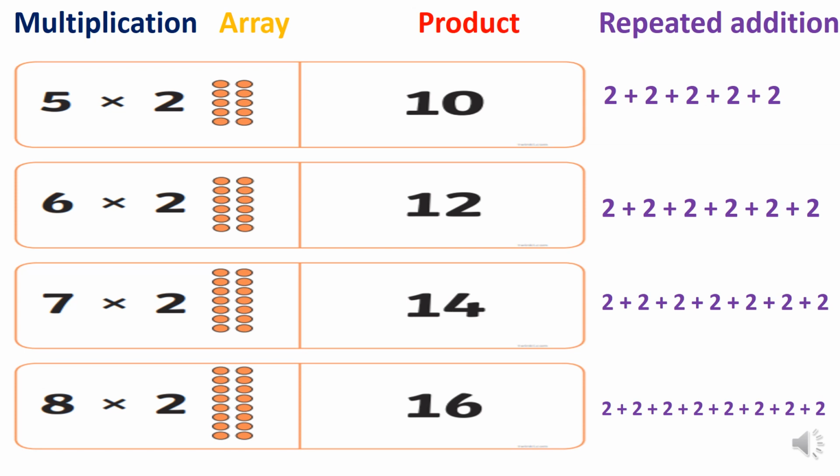And have a look at my repeated additions number sentences. There are a lot of 2's now. Look at that last one. 8 times 2 equals 16. 2 plus 2 plus 2 plus 2 plus 2 plus 2 plus 2 plus 2. That takes us a long time, so I think writing 8 times 2 is a lot more efficient.